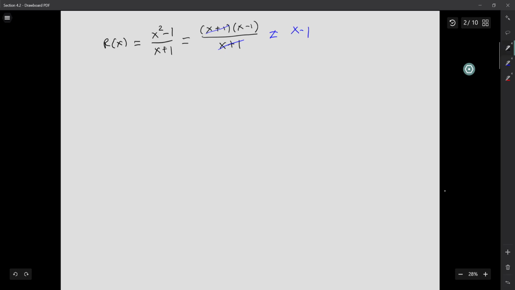What I can say is that it is equal to x minus 1 if x is not equal to minus 1. And the reason for that is if I let x be equal to minus 1 in the original representation of my function, then I'm going to have the result 0 divided by 0, which is undefined. So I can't include that in my domain. But every other value of x will work just fine.